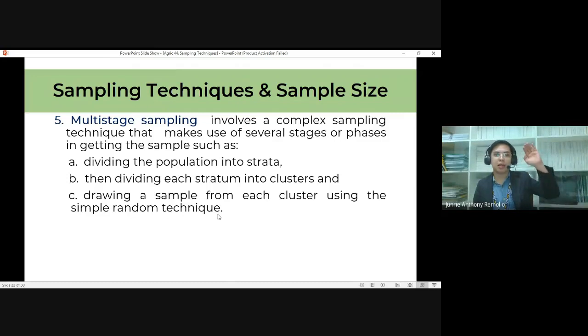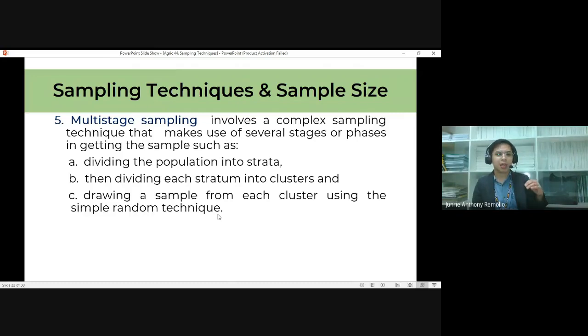So napili na nimong Bukidnon. So mamili na dayon ka randomly kung unsa nga cluster. So for example, ang cluster nato is municipalities or cities. So say for example, napili nimo ang Valencia. So ani dayon Valencia, mamili na dayon ka kung kinsa nga mga senior high who are taking STEM strand. So mamili ka randomly among those students from Valencia who are currently taking STEM. So the idea there is that in multi-stage sampling, it involves several stages or phases.